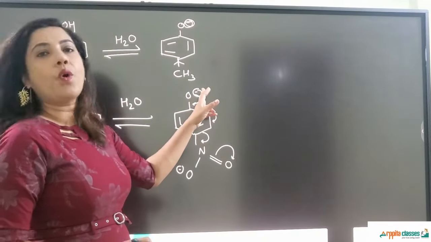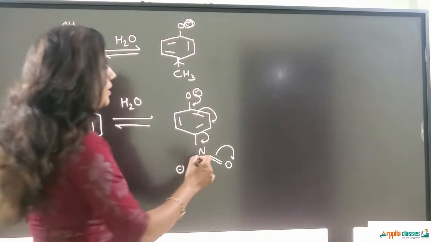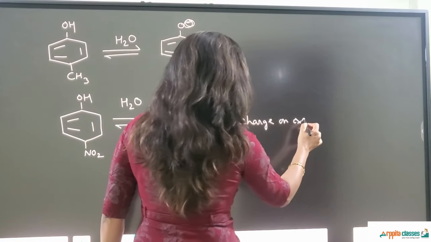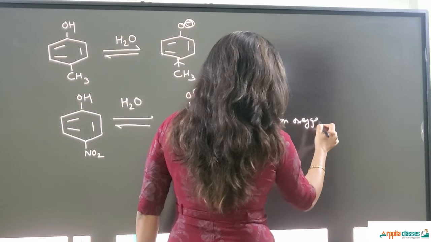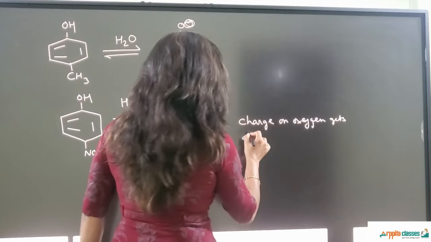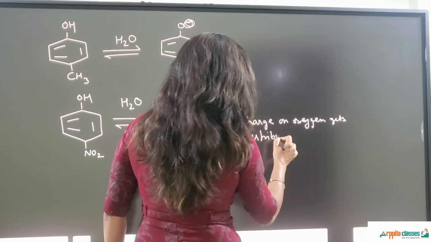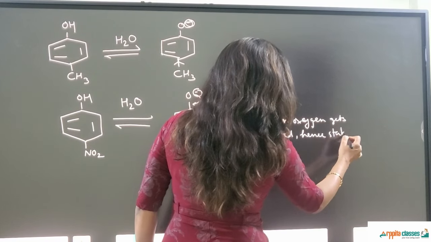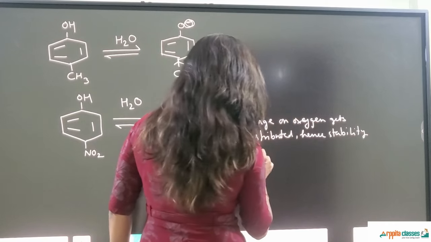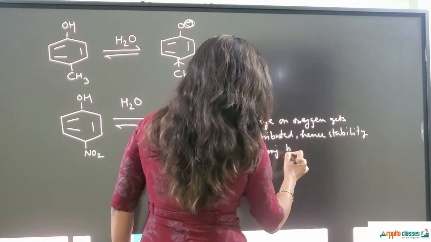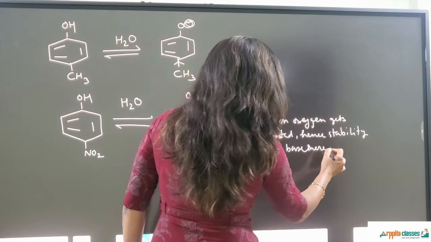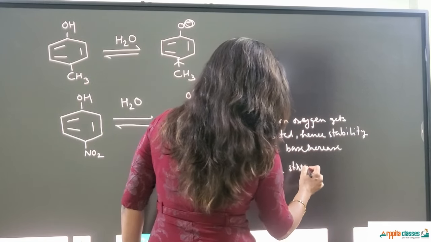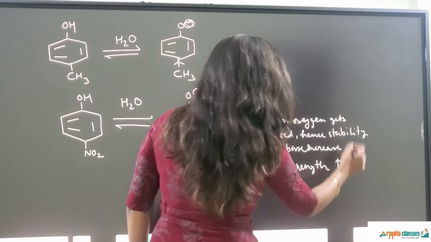So there will be canonical structures. The negative charge on oxygen is getting dissipated here. The charge on oxygen gets distributed inside the ring. You can see it's distributed. Hence, the stability of this conjugate base increases, and hence the acidic strength increases. Okay, so I hope you understood.